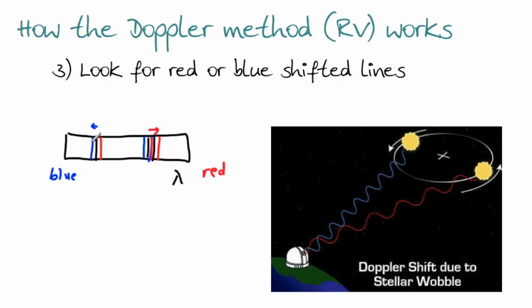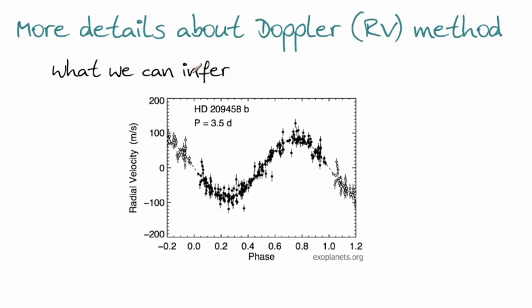Remember what that tells us. Blue means coming towards us. Red means going away. So the cool thing is that if we see this happening periodically, then we can infer the existence of an exoplanet. So we can say, aha, we know there's a planet here, because this planet is making the star go back and forth. Now, what can we actually infer from this?